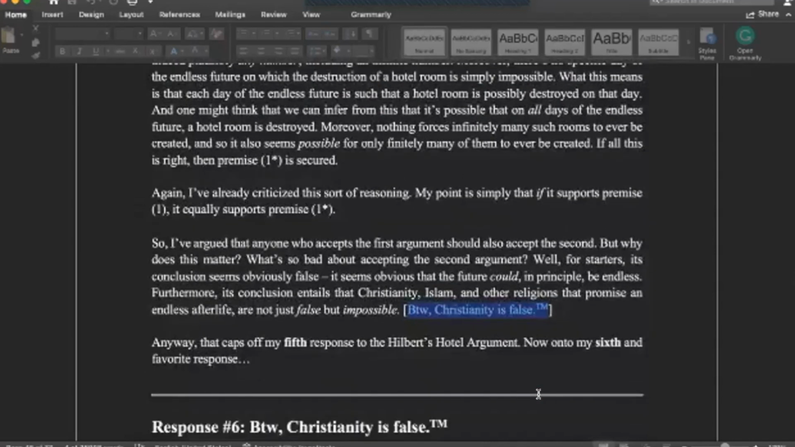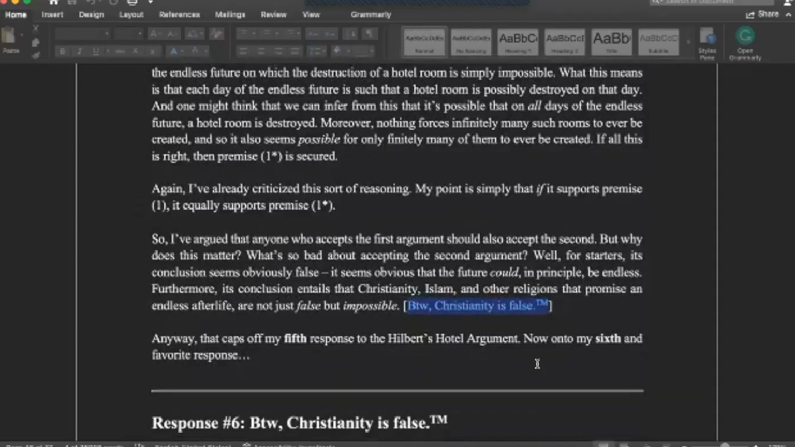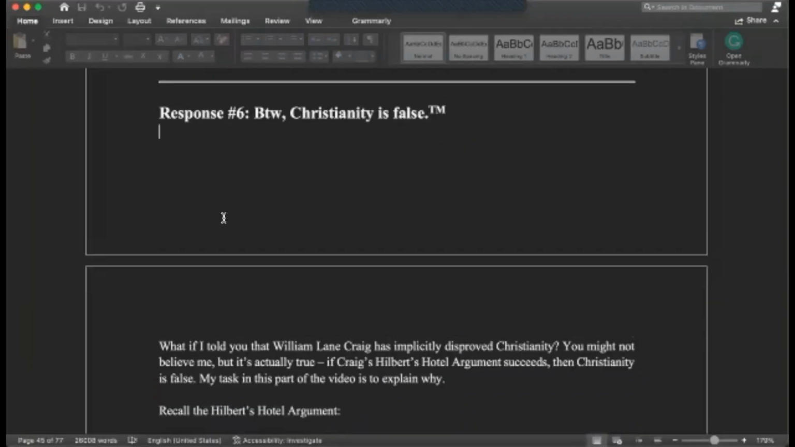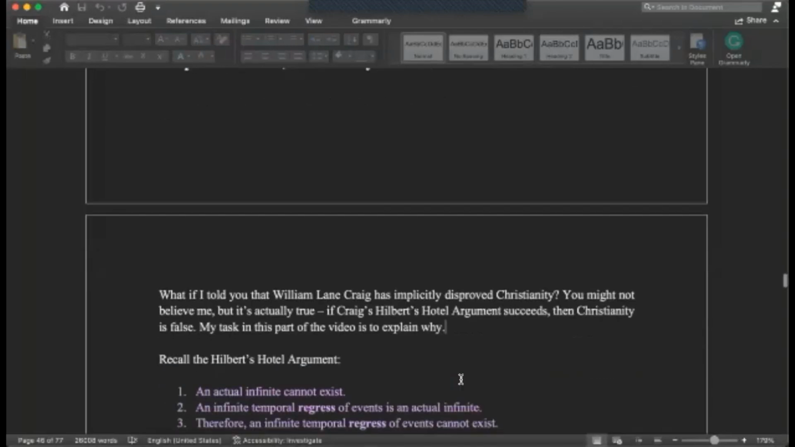Anyway, that caps off my fifth response to the Hilbert's Hotel argument. And now we are on to my sixth and favorite response. So we're getting into this, by the way, Christianity is false territory. So yes, on to that. What if I told you that William Lane Craig has implicitly disproved Christianity? Well, you might not believe me, but it's actually true. If Craig's Hilbert's Hotel argument succeeds, then Christianity is false. And my task in this part of the video is to explain why.